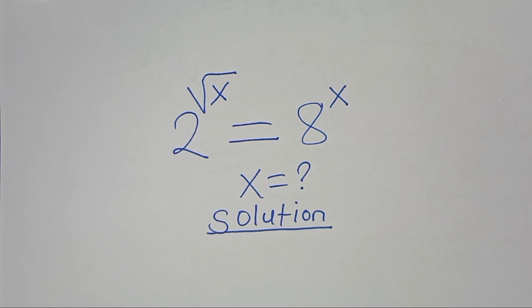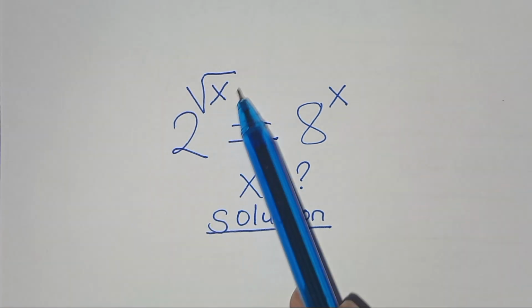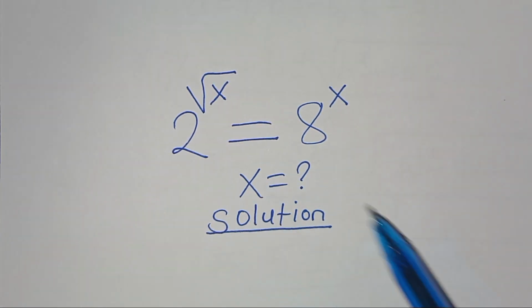Hello everyone, you're welcome to provide a solution given this nice exponential equation, which is 2 to power square root of x equal to 8 to power x. So what is the value of x?